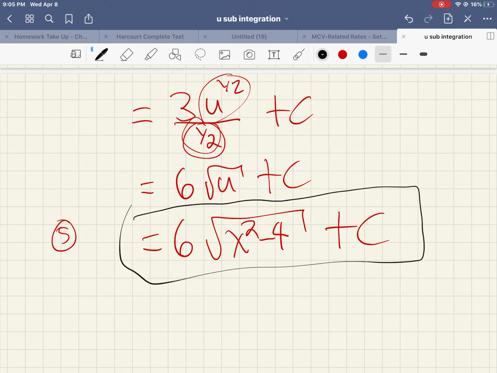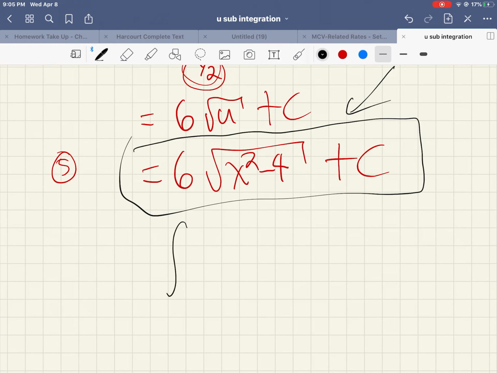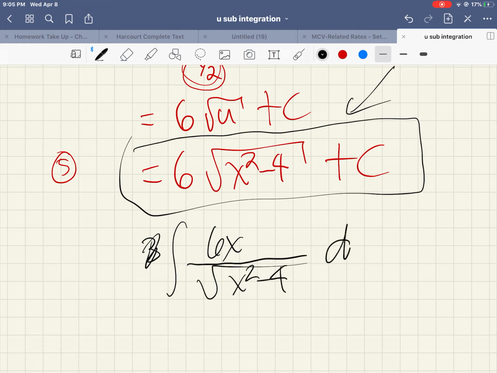So that was the original function. If you differentiate this, you better get that original integral, which was 6x over the square root of x squared minus 4 dx. So if you differentiate this, you're going to get that.